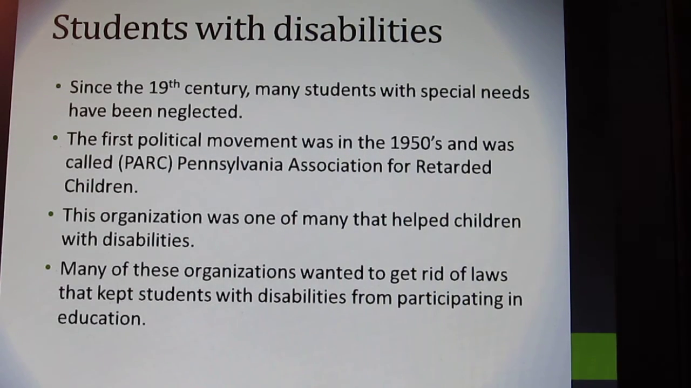Since the 19th century, many students with special needs have been neglected, and when I was reading the book, it said that these students got put in mental institutions so that people didn't have to put up with them, which is sad. The first political movement was in the 1950s and was called PARC. This was the Pennsylvania Association for Retarded Children. And this organization was one of the many that helped children with disabilities. Many of these organizations wanted to get rid of the laws that kept children with disabilities from participating in education.